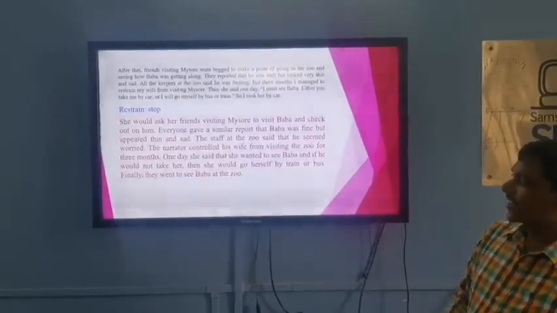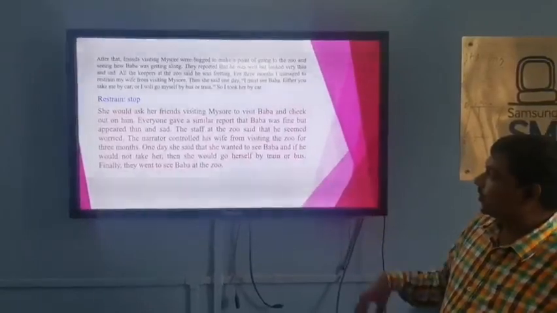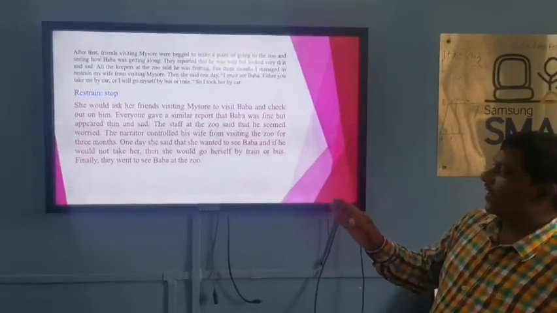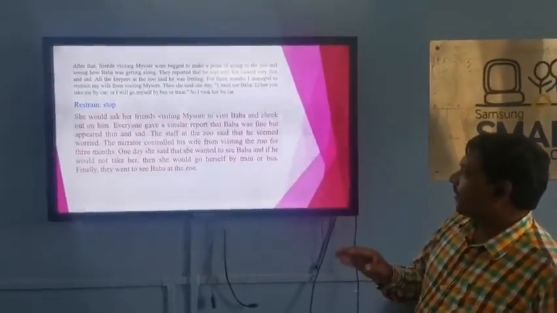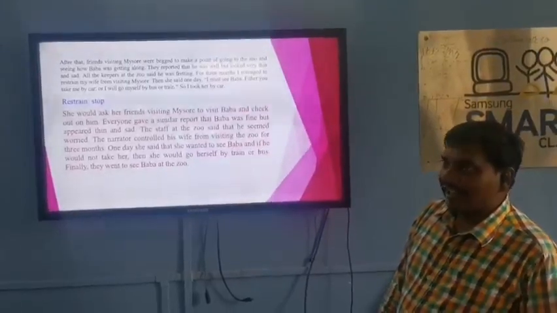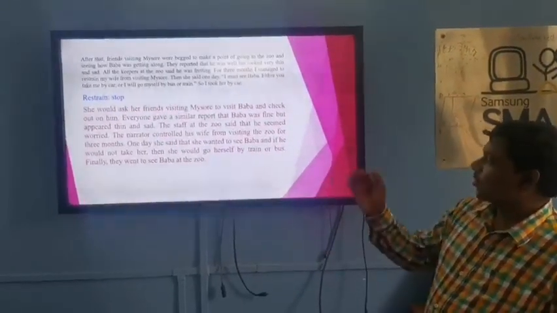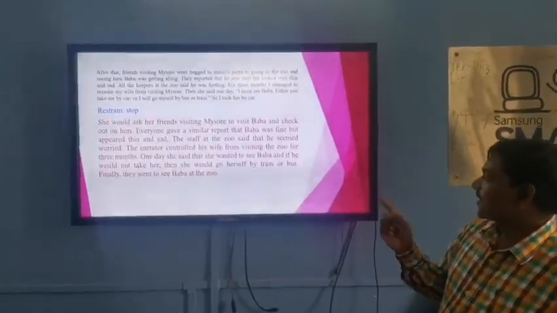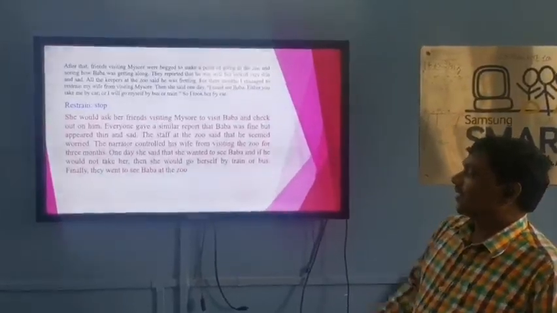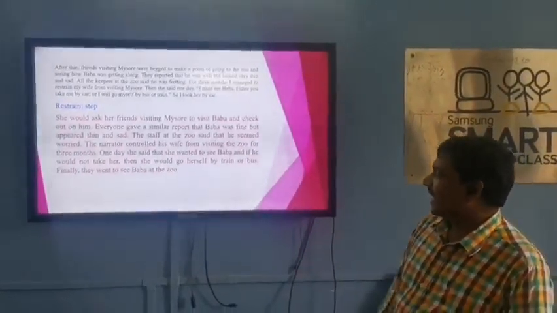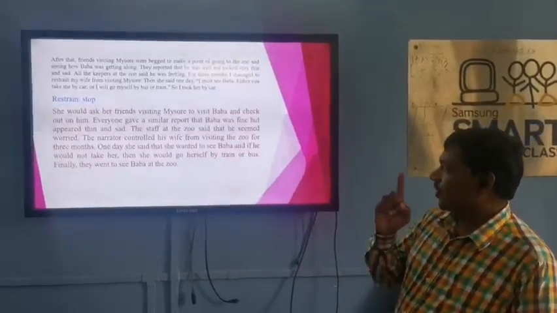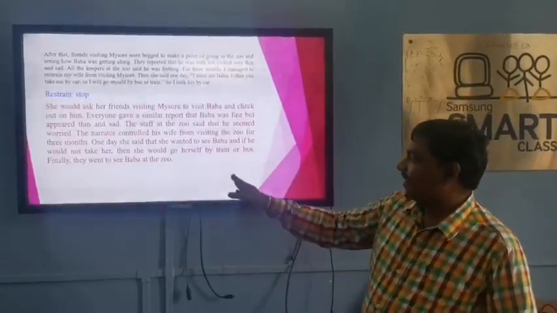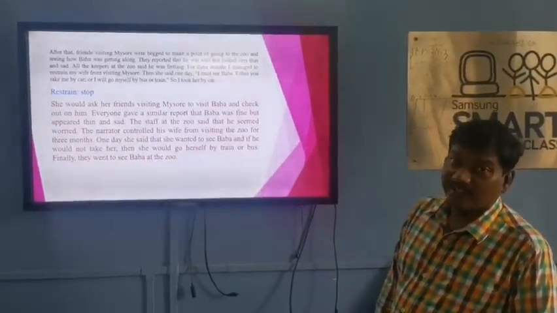Therefore, she would ask her friends visiting Mysore to visit Baba and check on him. Everyone gave a similar report that Baba was fine but appeared thin and sad. The staff at the zoo said that he seemed worried. The narrator kept his wife from visiting the zoo for 3 months. But after 3 months, one day she said that she wanted to see Baba, and if he would not take her, then she would go herself by train or by bus. Finally, they went to see Baba at the zoo.